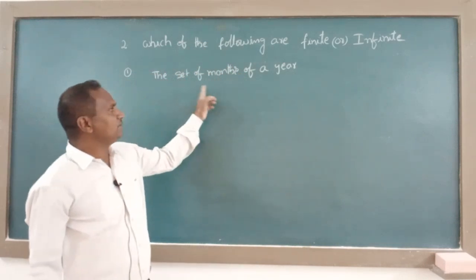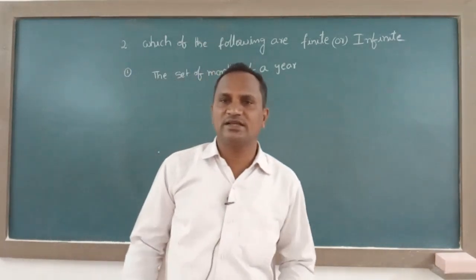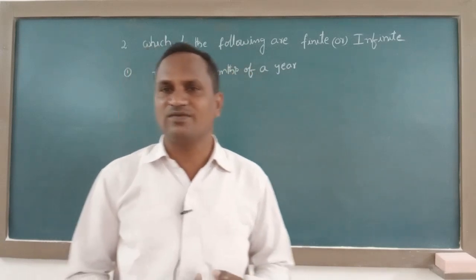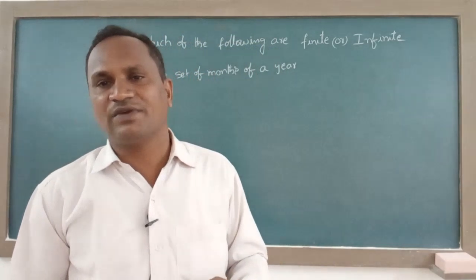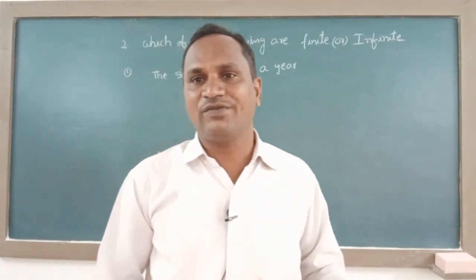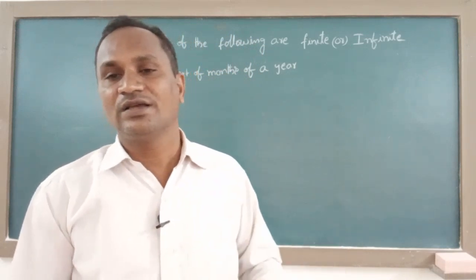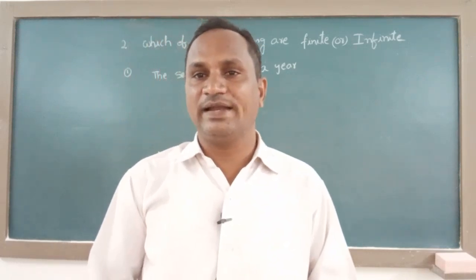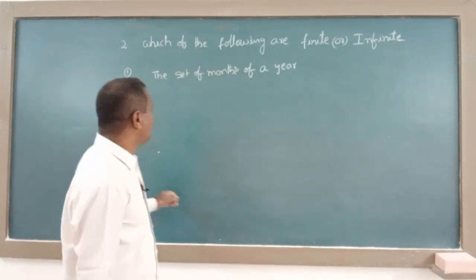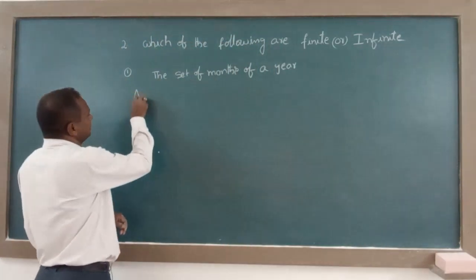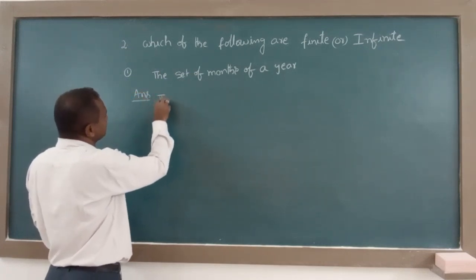Now according to those definitions, let us apply them to the first question, the set of months of a year. In a year, how many months? There are 12 months, and we can easily count them. That's why the given set is a finite set, because the set has a countable number of elements.